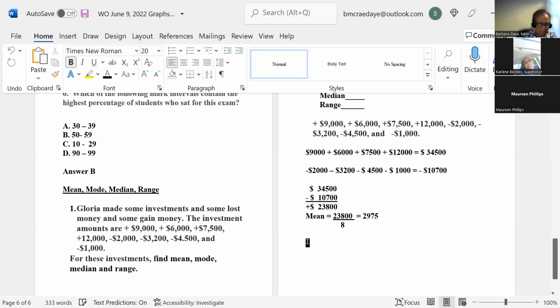So let's put it here. 12,000. That's our largest number. What's your smallest number? Your smallest is going to be one of your negative numbers. So what's your smallest number? Remember, the larger your negative number's absolute value, the smaller it is. So what is your smallest number?